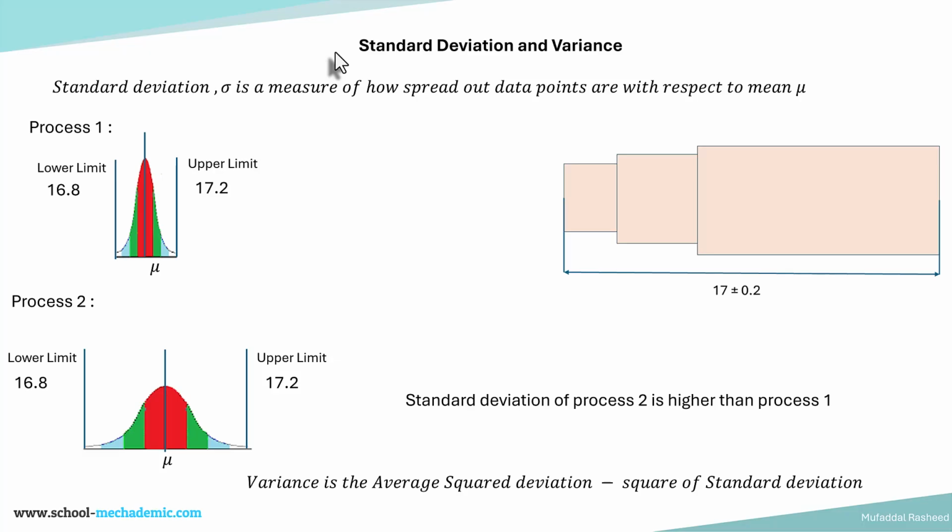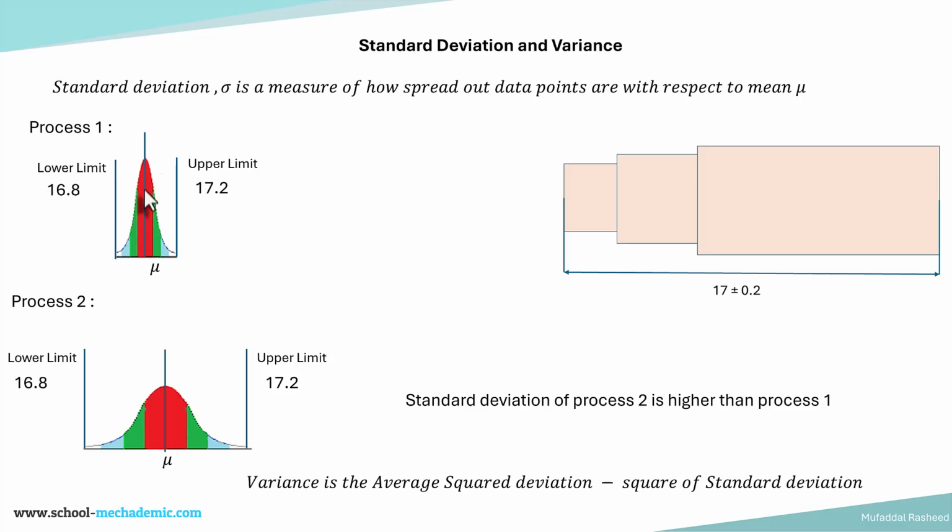Let's say one type of manufacturing process is manufacturing this part with this dimension and specification, 17 plus or minus 0.2 as shown. This is the upper limit and this is the lower limit. Mu indicates the mean; this center line is the mean. Let's say 1,000 parts are manufactured and measured in terms of this dimension, and it is found that the probability distribution is something like this.